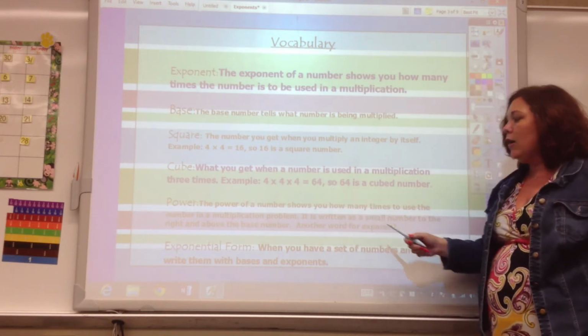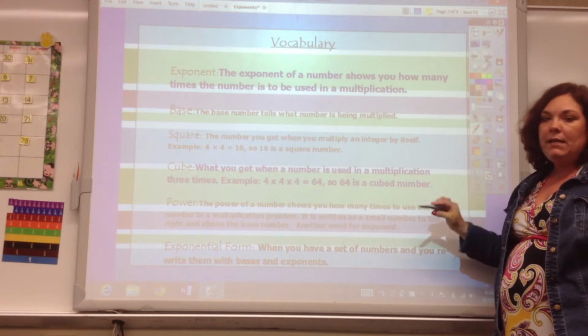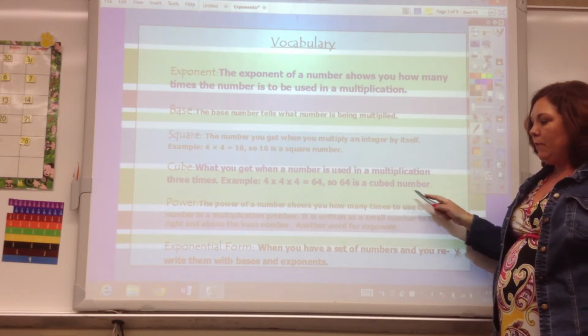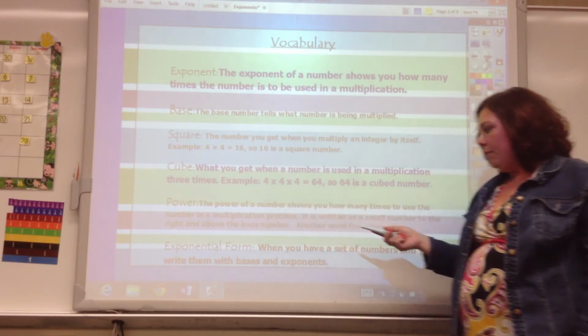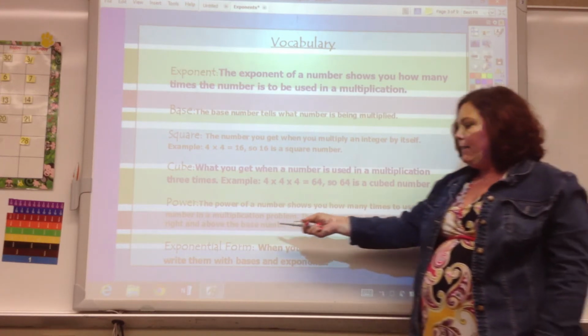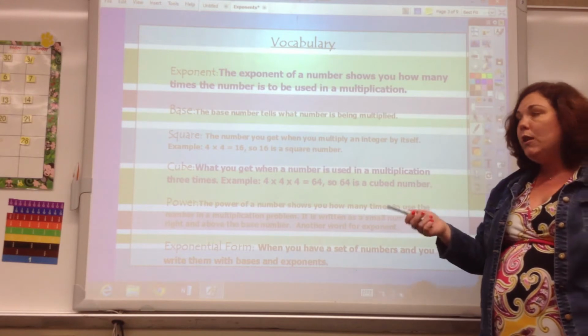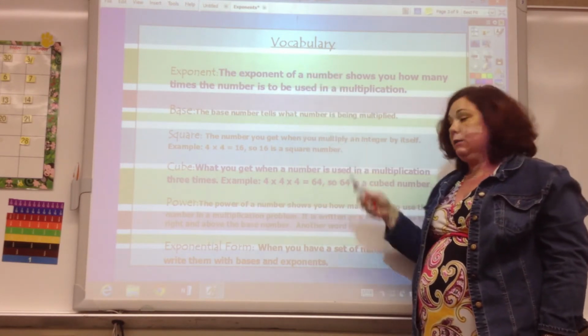And then power is the same word, same meaning as exponent. It tells you the number of times that the number shows up in a multiplication problem. It is the small number written to the right and above the base number. So that's why we say power 2. But it means the same thing as the exponent. It's referring to the exponent.